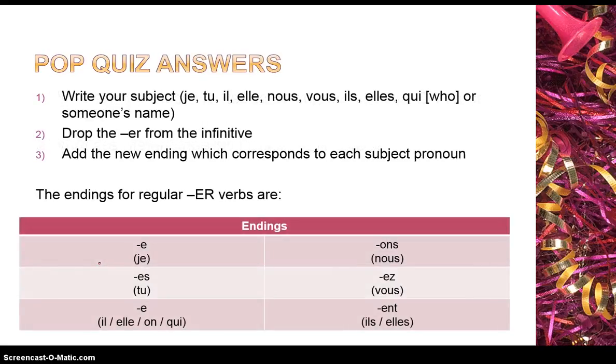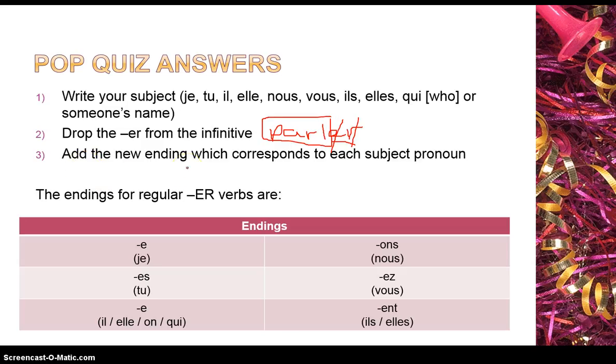Okay, what are those steps? Well, you're going to write your subject. You're going to drop the ER from the infinitive. Remember the example I gave you was parler. That is your infinitive. It is not conjugated. How do you know it's not conjugated? Well, it ends in ER. That means it's not conjugated. Okay, so you're going to drop that ER. You're left with your stem. And then step 3, add the new ending.